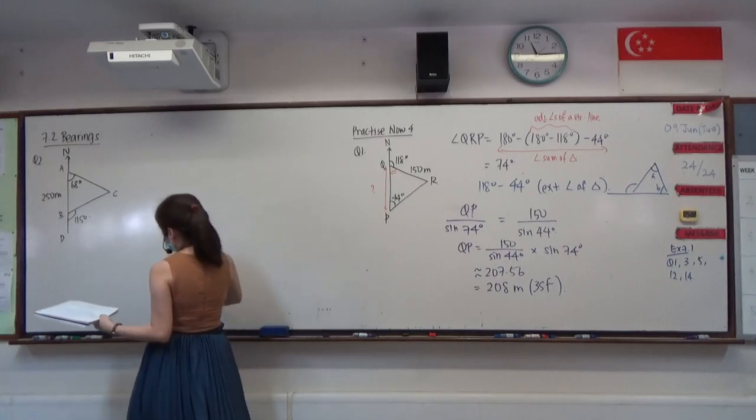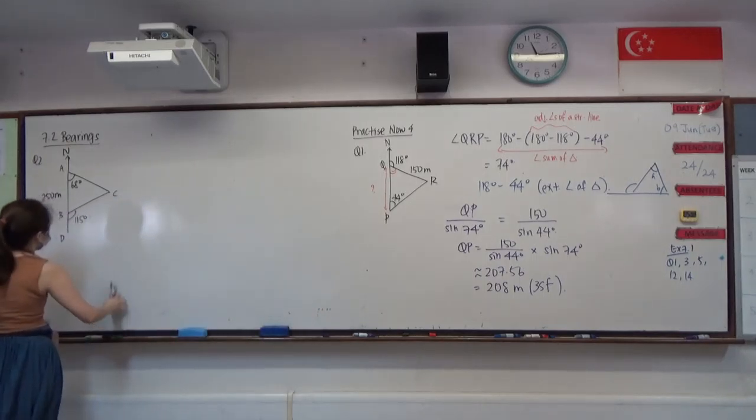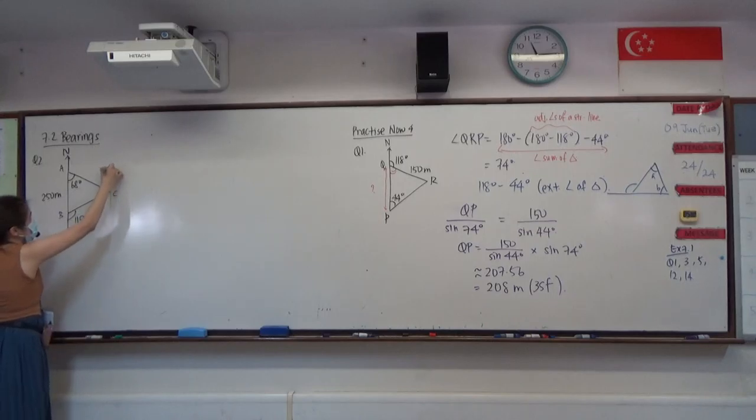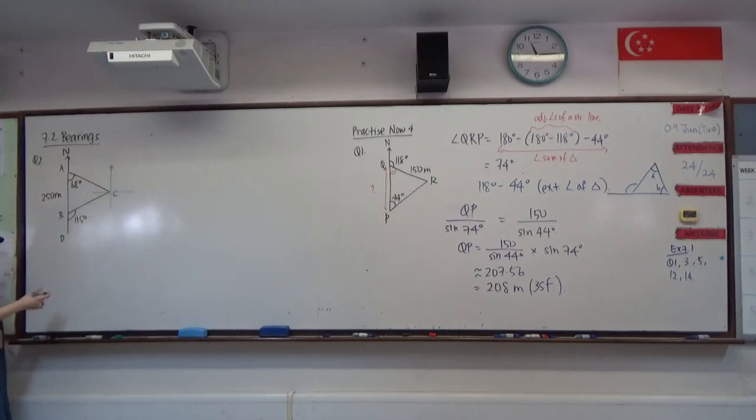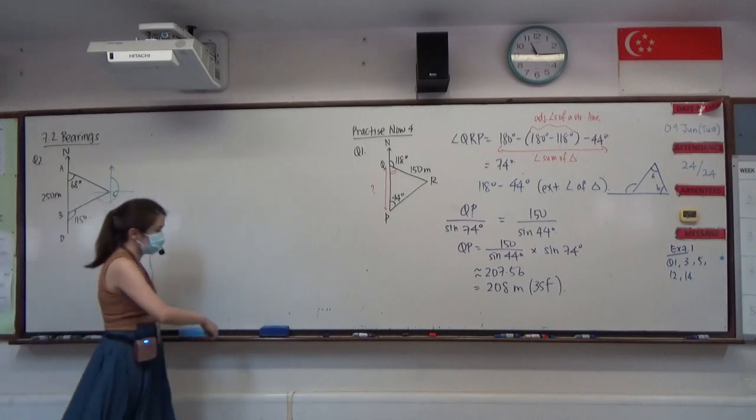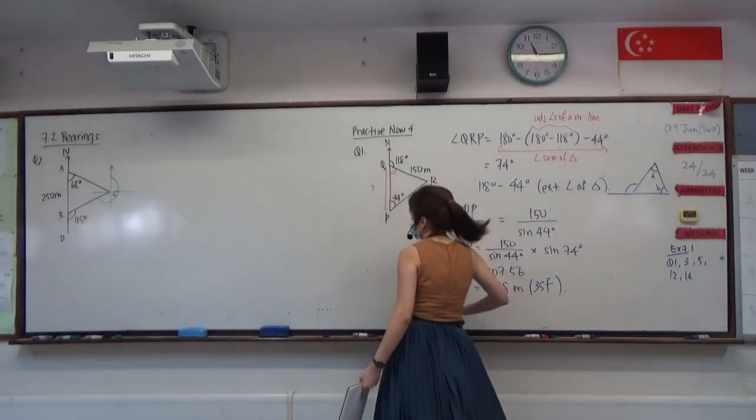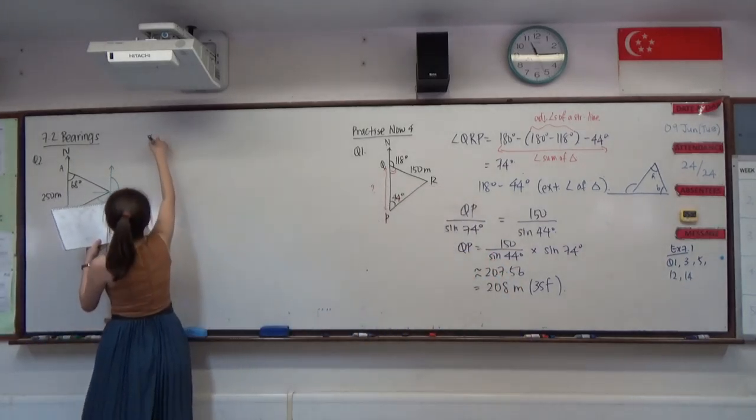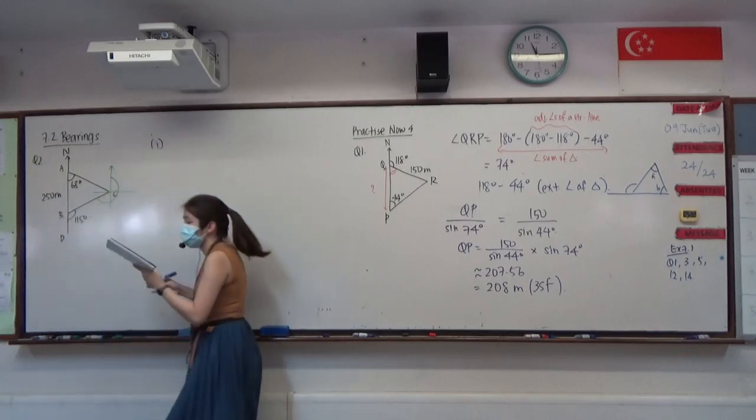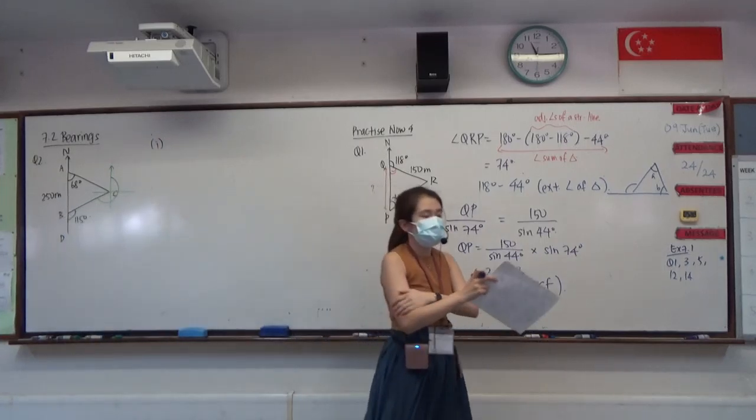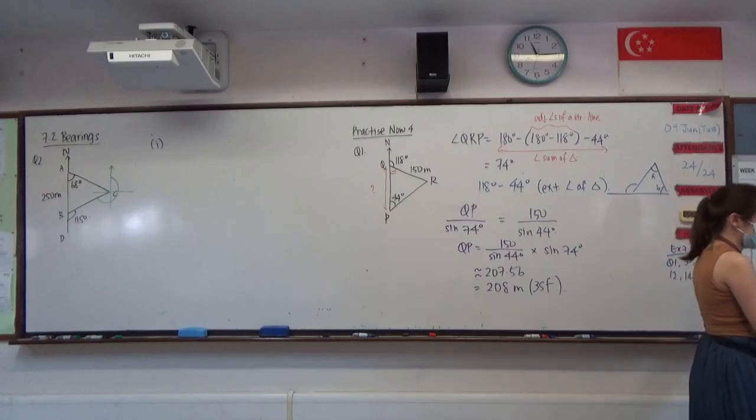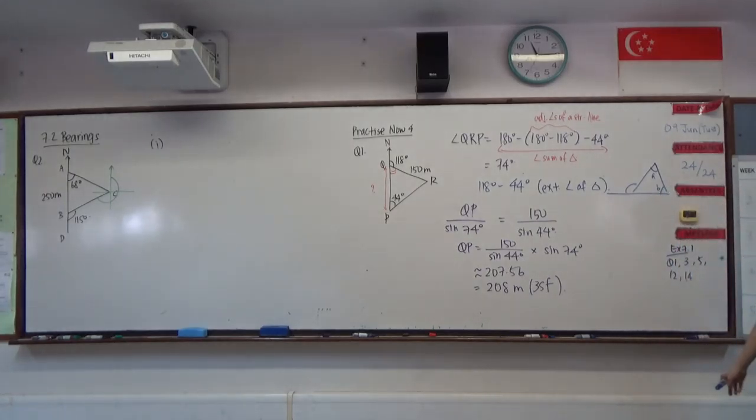So that means that we need to draw a reference point at C itself. Okay, so B from C, this will be the angle that we want. Right? So how should we go about finding out what is the bearing? What would the bearing be? What would you have done to find the bearing of B from C?